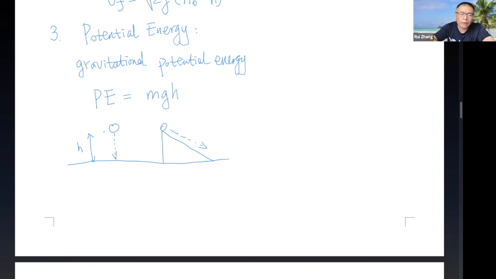And this is the same height, okay? The heights are the same. So this is case 1, this is case 2. Now my question for you is, in which case does gravity do more work?